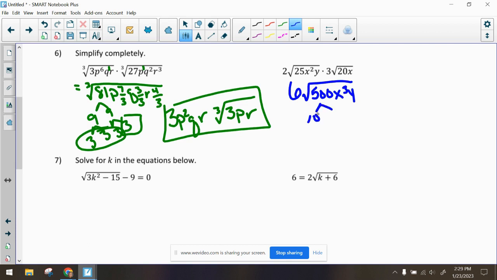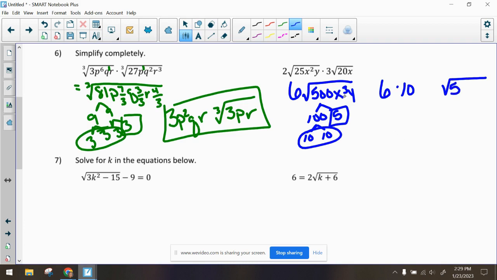So 500 is going to be 100 times 5. And I did that intentionally because I know that 100 is a perfect square. That gives me 10 and 10, which already matches. So the 10s I'm going to bring out front. We will eventually multiply it by the 6 that's already there. But then we're going to have a 5 left over. So square root of 5 left over.